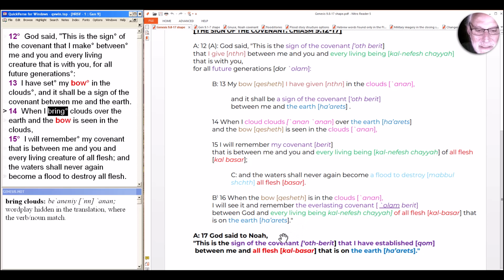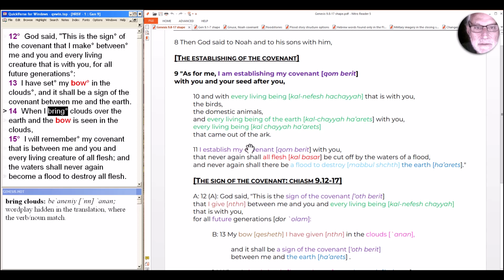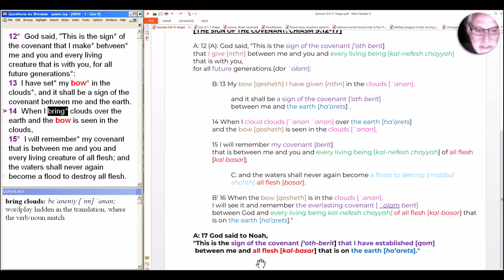And then finally, God says to Noah again, noting the parallel here of the "God said" that frames the whole issue here at the beginning and at the end: "This is the sign of the covenant that I have established between me and all flesh that is on the earth." So the flood story comes to an end here with this unilateral promise of God: I won't do it again, I promise you. And what is Noah's response to any of this? Again, Noah has been utterly silent throughout this whole thing.